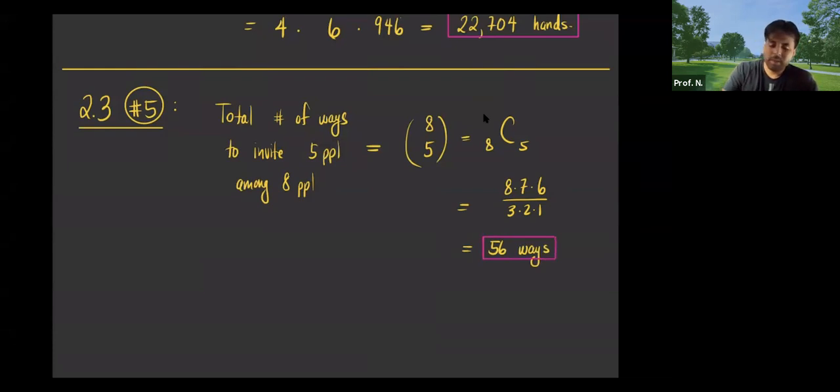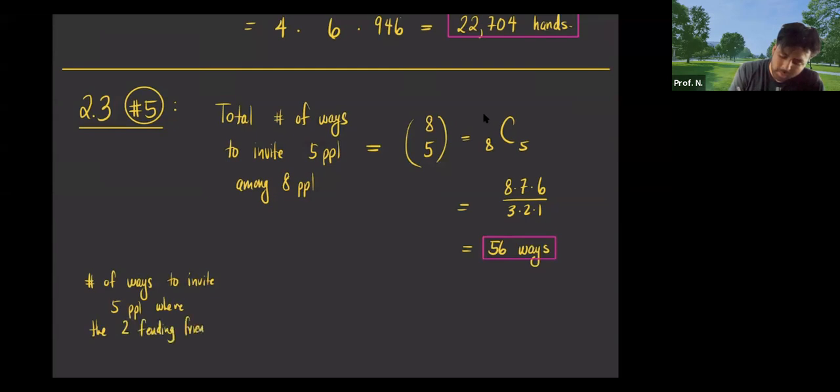Now, how many ways are there to invite the 5 people where the two feuding friends have reconciled and are together? So how many ways can I do that now?